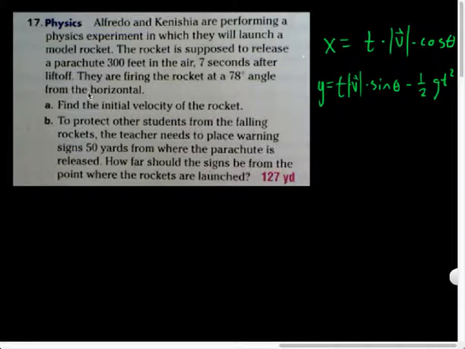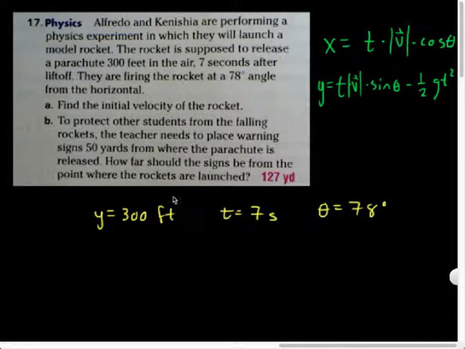And notice the clues that they gave us. They told us that at y equals 300 feet, time is equal to 7 seconds, that something is supposed to happen. They also told us that theta is equal to 78 degrees. Once we release the parachute, it's no longer going to have a trajectory matching these formulas, right? It's going to be affected by wind resistance more significantly.